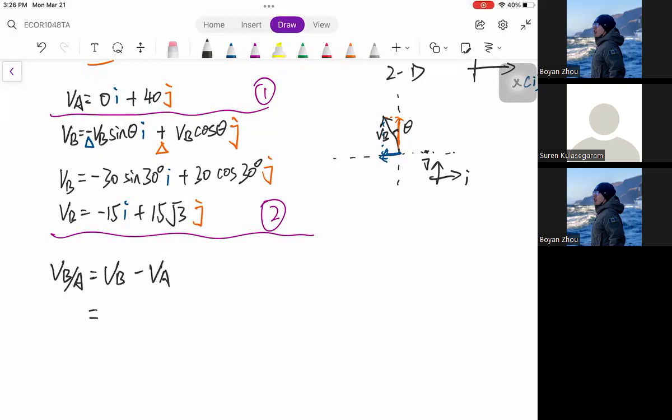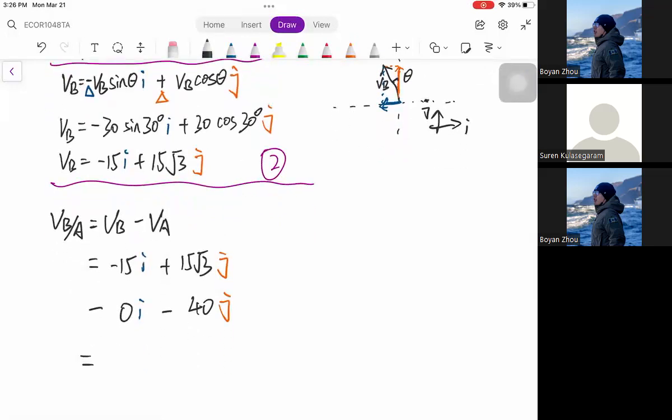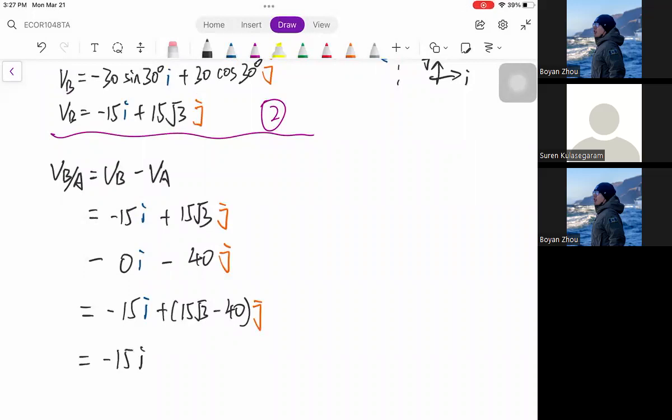So in this one, VB, that is 15I plus 15 square root of 3 J, minus 0 I, minus 40 J. So I go with I and J go with J. So 15 minus 0 is 15 I, and for the J, that is 15 square root of 3 minus 40 J. Like this one, you can use a calculator to do that. That is negative 14.02 J.